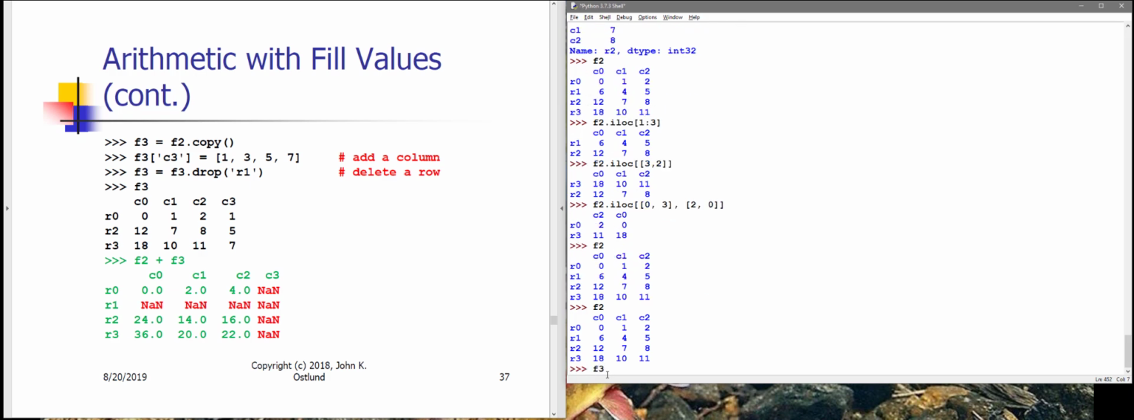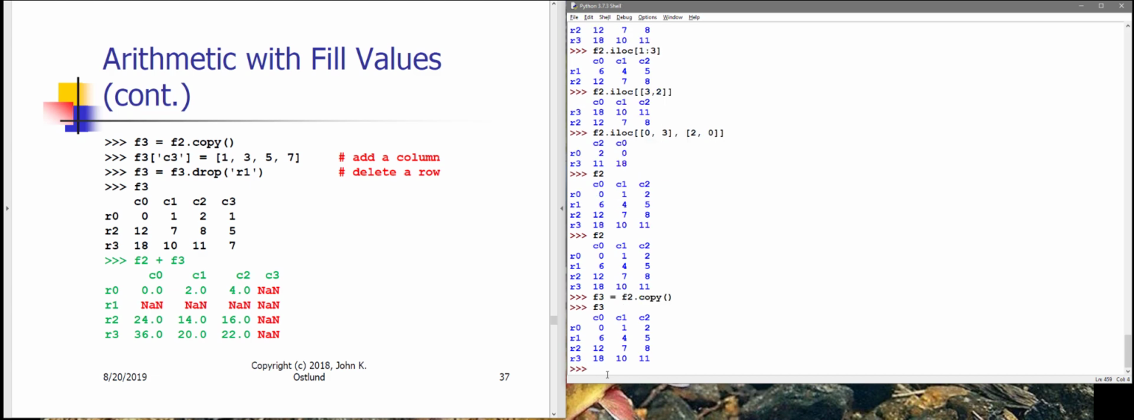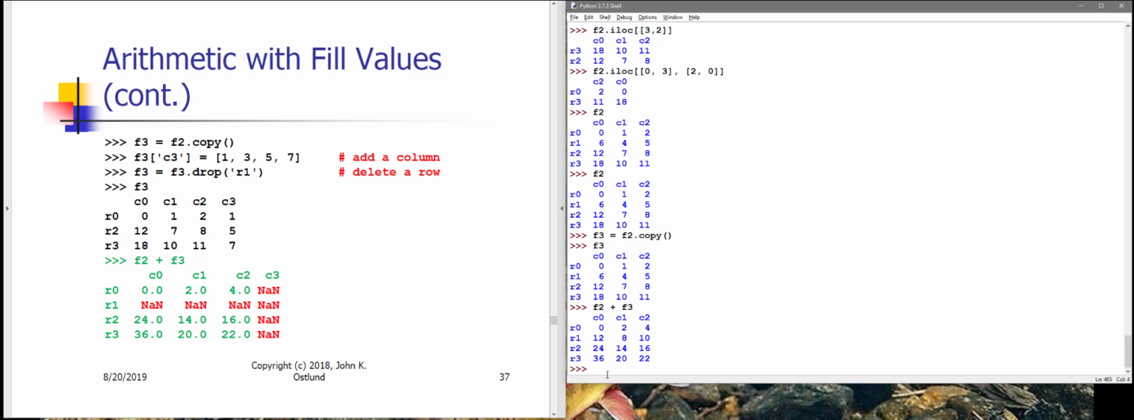If I say F3 gets F2.copy, at this point F2 and F3 are different objects, but they contain the same values. And so if I say something like F2 plus F3, I get back from that a data frame of the same shape, the same rows, the same columns, and the cells are all basically doubled because the two data frames are identical at this point. But let me try changing F3 a little bit. First of all, let's change F3 to have a new column, C3.